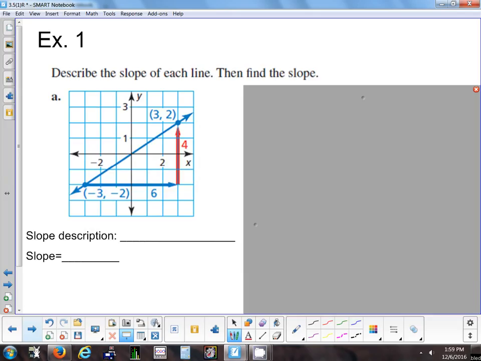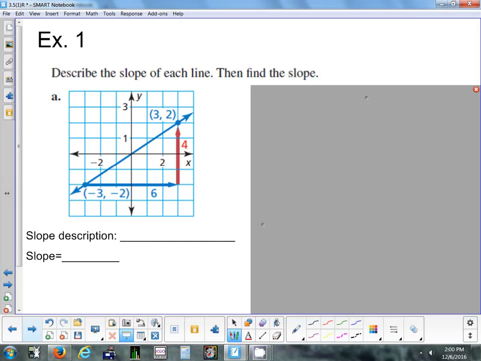All right, so example one says describe the slope of the line and then actually find the slope. Now, guys, because we really want to illustrate what the slope looks like, you're not always going to get these arrows that show you if it's up or down, left or right. Sometimes, like in the next set we do, you're not going to have these nice little arrows on there to tell you how far you went.